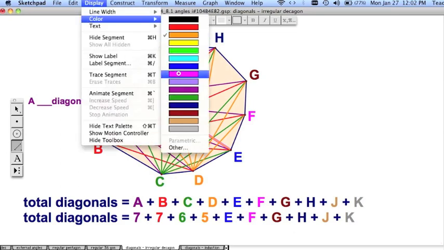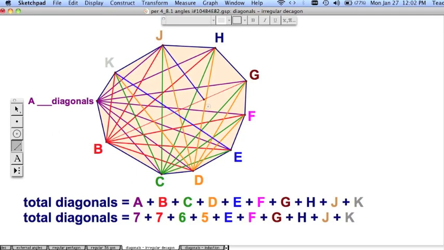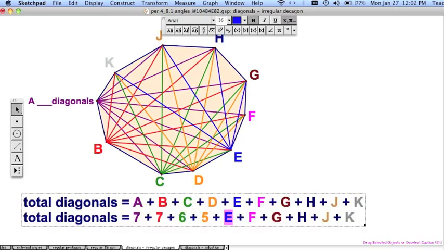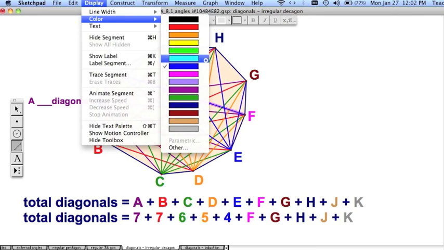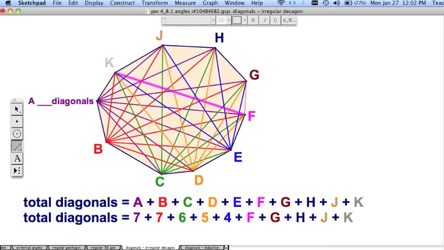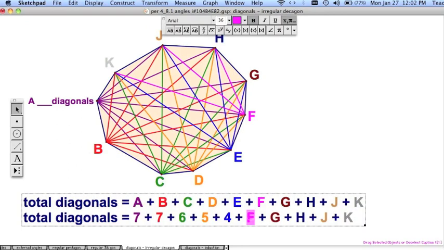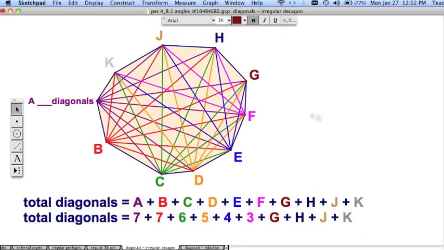E. E can connect to J, K, the H, and the G. So that's looking a lot like 4. Yes, F, as in fun, F to K, our favorite color, magenta. F to J, F to H, rhymes with tree. That would be 3. So you see this pattern is going to continue until we've drawn all the possible diagonals.